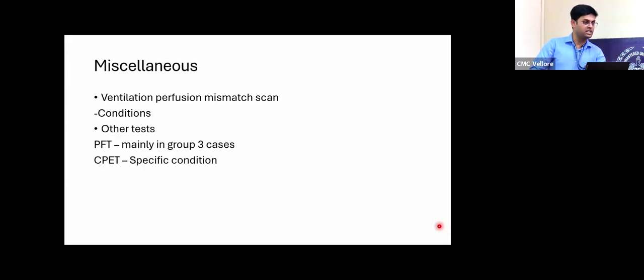So other tests, pulmonary function test, important for initial diagnosis. Even in the group 1 class, you have to document a pulmonary function test at the initial stages of risk stratification. Especially it will be useful in group 3 cases. CPET is mainly useful in a very obese patient, if you want to find out the cause between cardiac or pulmonary or deconditioning. In specific conditions like planning for a lung transplant or a cardiac transplant, CPET is very useful.